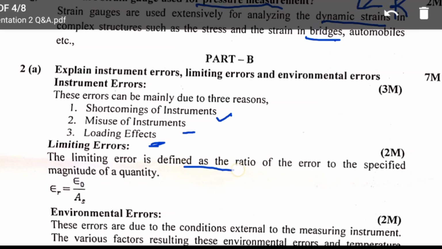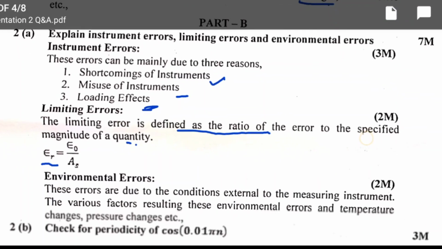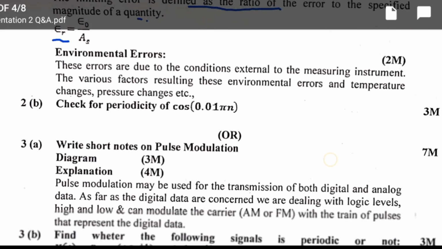Limiting error is defined as the ratio of error to the specified magnitude of quantity. That is the limiting error or relative error. It is the absolute error divided by the limiting quantity. Similarly, check for periodicity. It is a problematic one.